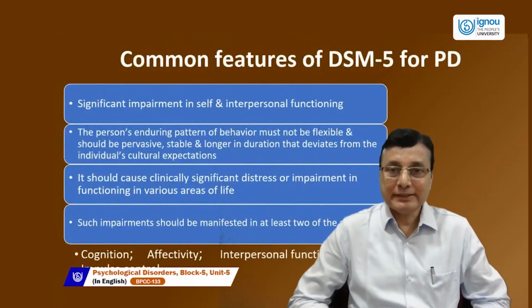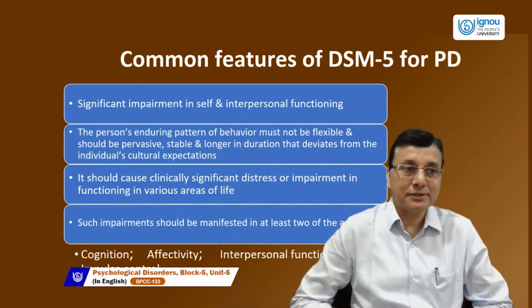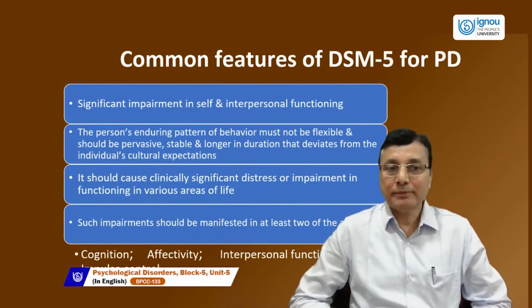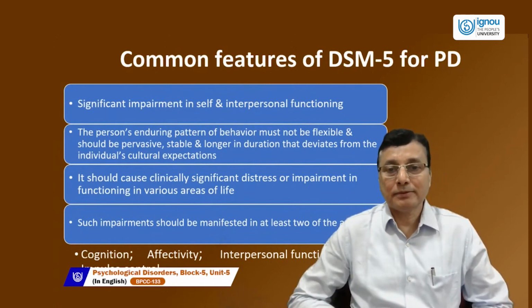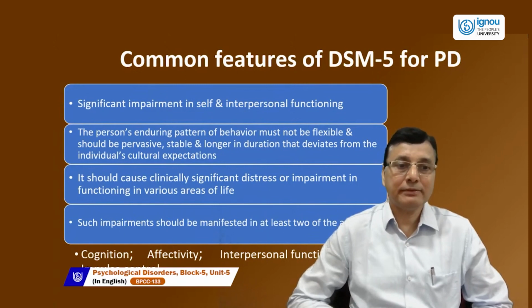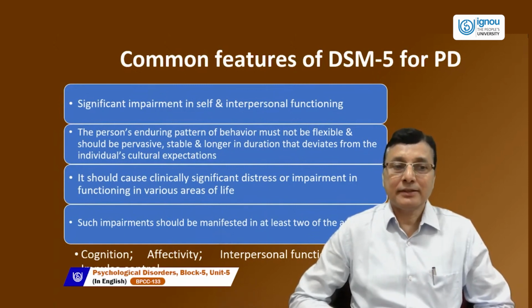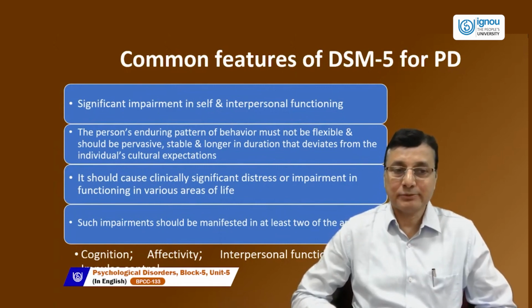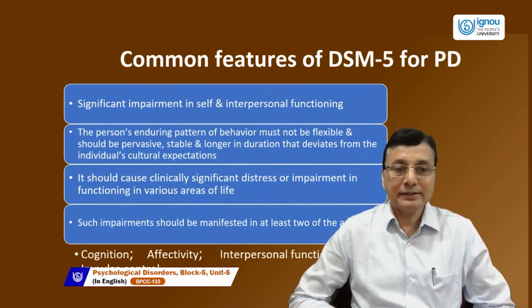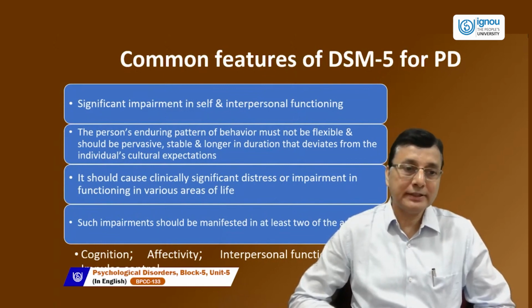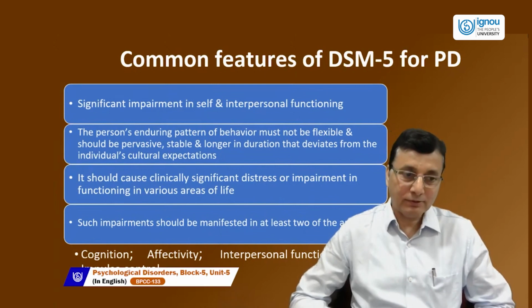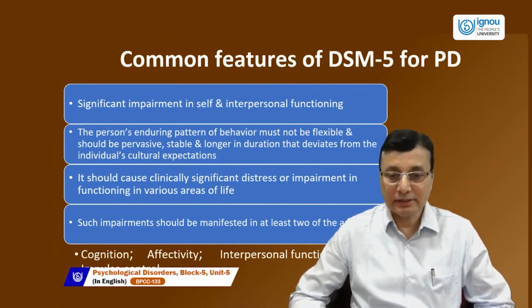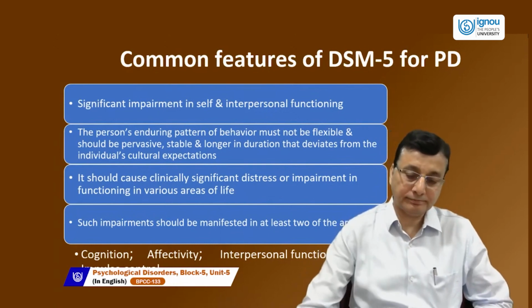So let us see the common features described in DSM-5 for personality disorders. Significant impairment in self and interpersonal functioning. The person's enduring pattern of behavior must be inflexible and should be pervasive, stable, and long in duration, and deviate from the individual's cultural expectations. It should cause clinically significant stress or impairment in functioning in various areas of life. Such impairment should be manifested in at least two of the areas, for example, cognitions, affectivity, interpersonal functioning, or impulse control.